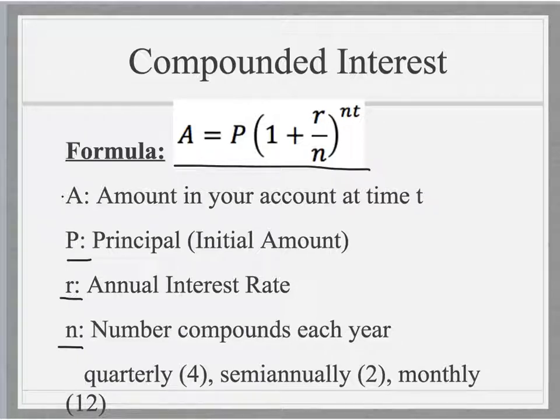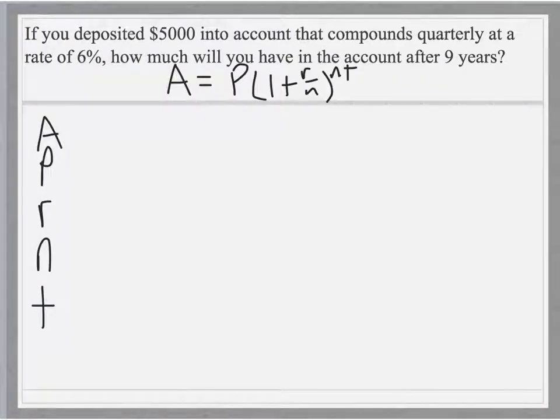The key words that we're looking for: if we compound it quarterly, that would be 4, semi-annually would be 2, monthly would be 12, okay? And then the last thing, it got cut off, but T is still our years, or our number of time, okay? So they're very similar. The only thing that's really changing about these notes today is we're going to use this compounding because we're talking about account problems.